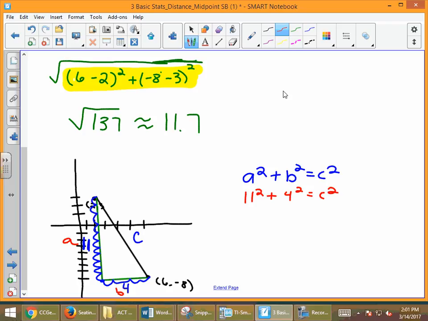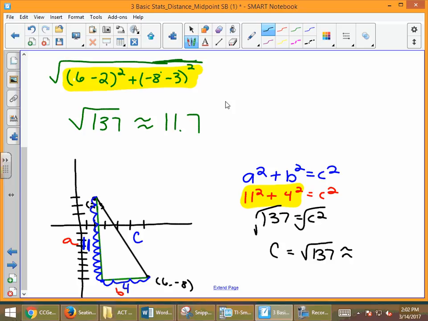Again, you can just plug this stuff in one step. What's 11 squared plus 4 squared? 137. What do we have to do to both sides? So C is equal to, or your distance is the square root of 137, which is about 11.7. You get the same exact answer.